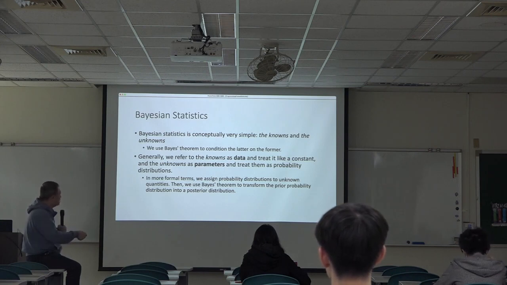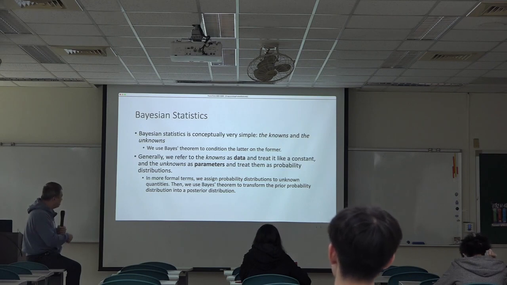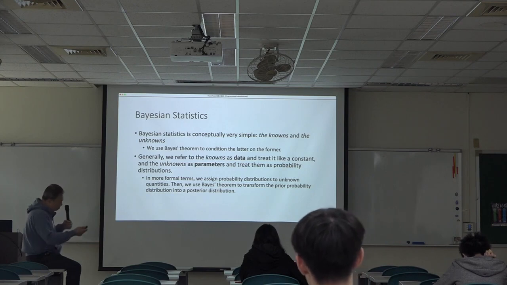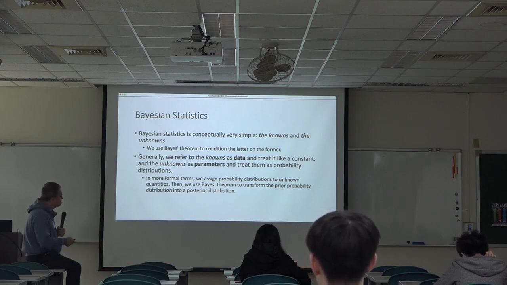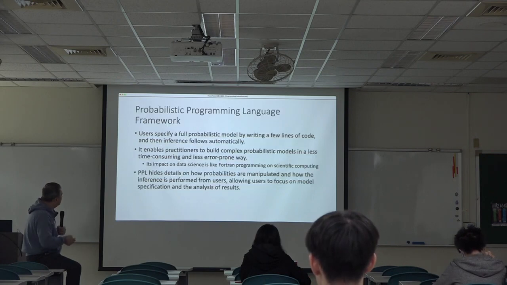So in more formal terms, we assign probability distributions to unknown quantities. Then we use Bayesian theorem to transform the prior probability distribution into posterior distribution. We have talked about this several lectures already.